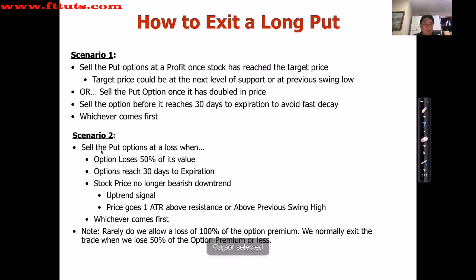So whichever comes first. Either you lose 50% of the option value, you reach 30 days to expiration, or the stock price is no longer on a downtrend, reverses trend, you exit. So again, rarely do we allow a loss of 100% of the option premium. We normally exit the trade once we lose 50% of the option premium or less. And that's how you exit your long put.